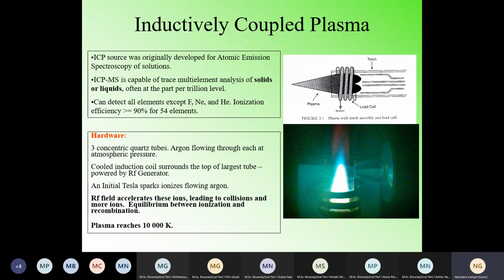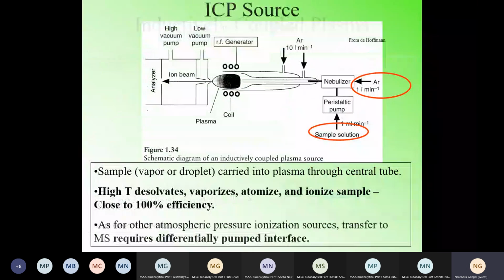Why 10,000 degrees Kelvin? No inorganic molecule can really remain in its original ground state. They will all get ionized. And when they all get ionized, as I said, there will be an efficiency of almost 100%.